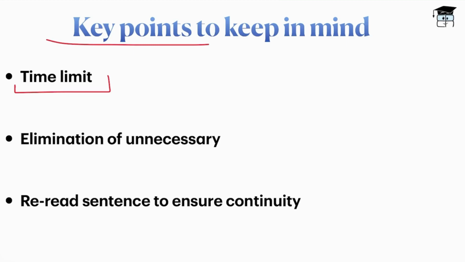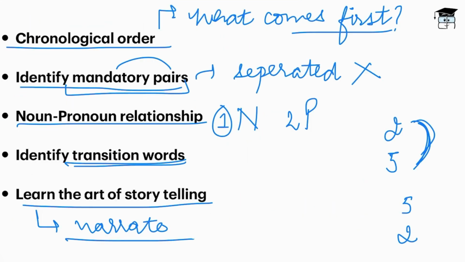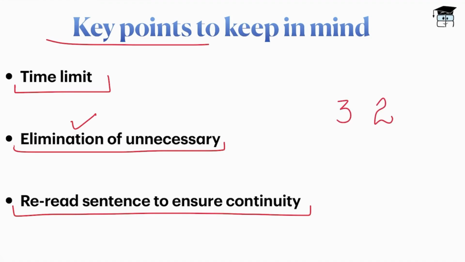Okay. Next technique is elimination of the unnecessary. We have discussed a lot of tips and tricks here, but not all of these tips and tricks are used in every question. So you need to understand what is the approach that I need to apply in this question and eliminate the rest of it. Okay. The last and the major key point is to reread sentences to ensure continuity. When you think that sentence 2 will come after sentence 3, you have to read all these sentences together to make sure that there is continuity.